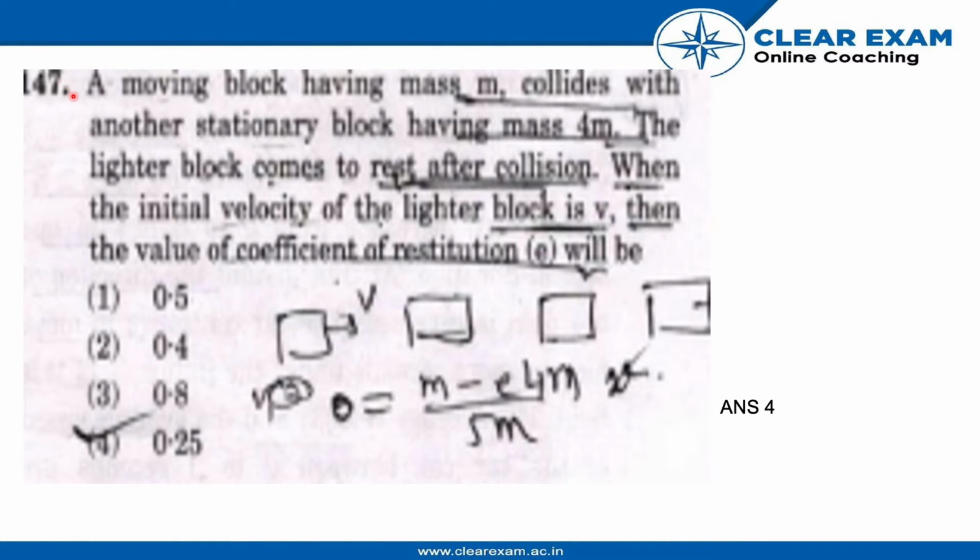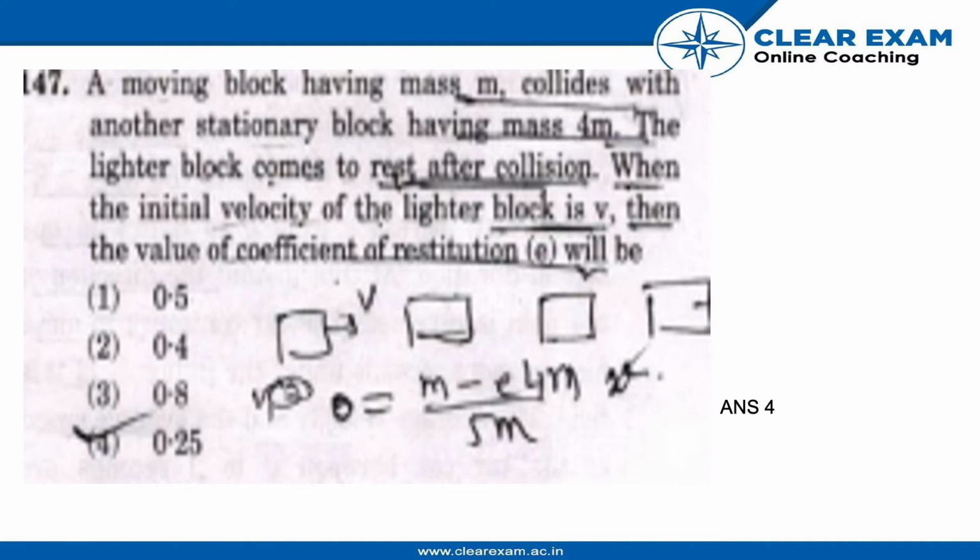Hello, so the next question is: a moving block of mass m collides with another stationary block of mass 4m. The lighter block comes to rest after the collision. When the initial velocity of the lighter block is v, then the value of the coefficient of restitution will be?